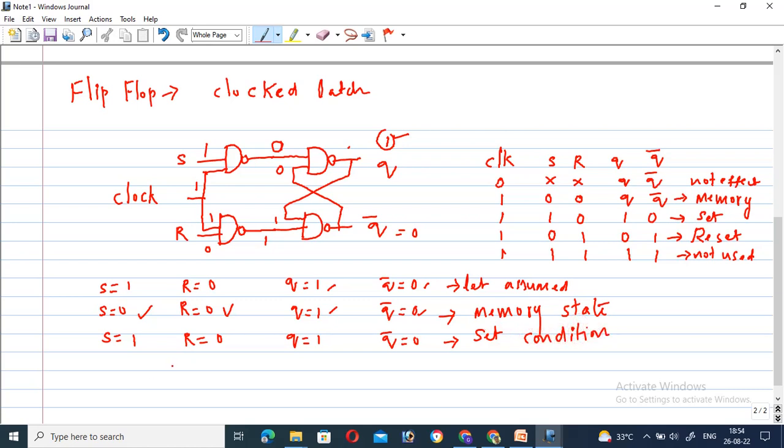Okay. Now let us see other possibilities. When S is equal to 0 and R is equal to 1, what is the possible combination? So let us change the values.